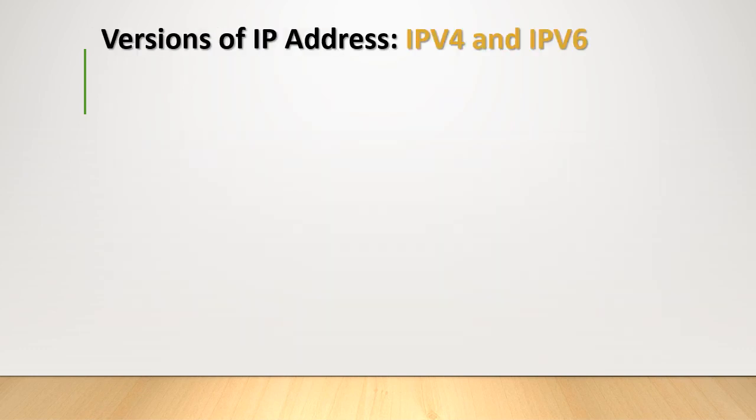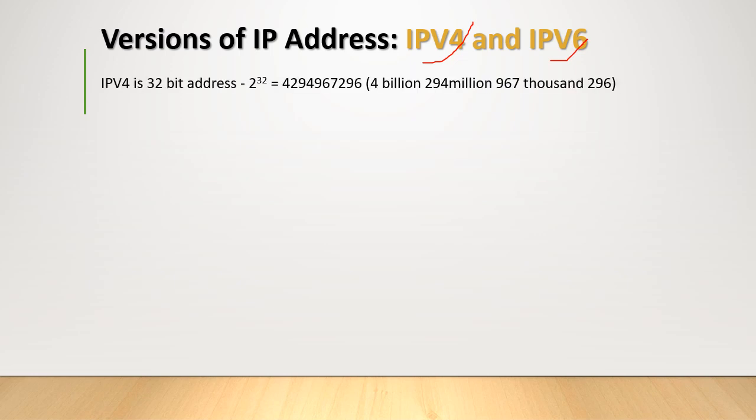And let's see the versions of IP address. Usually we know that we have only 2 versions, which is IPv4 and IPv6. This is the initial version of the IP protocol, which is the internet protocol, and this is the latest version of the IP. And as we know, IPv4 is a 32-bit address, we have 2 to the power of 32, which is 4 billion addresses. Around 4 billion addresses are available.